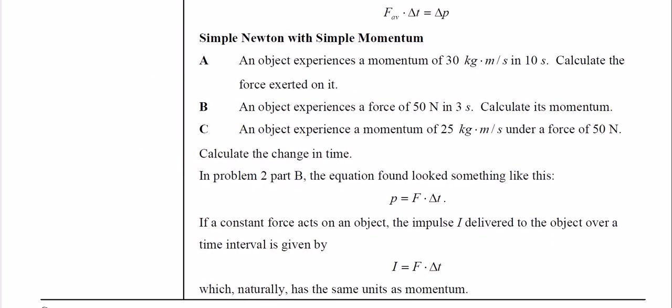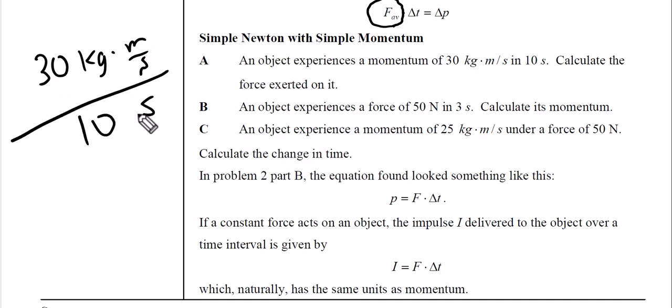So looking at part A, we have an object experiencing momentum of 30 kilogram meter per second. Remember, we don't have a nice fancy unit for this. That is the unit for momentum. In 10 seconds, calculate the average force exerted on it. So I'm looking for this F, which means I do the momentum divided by the time.